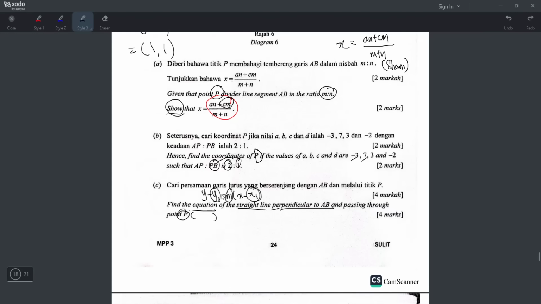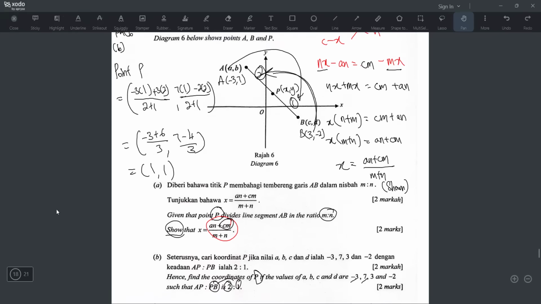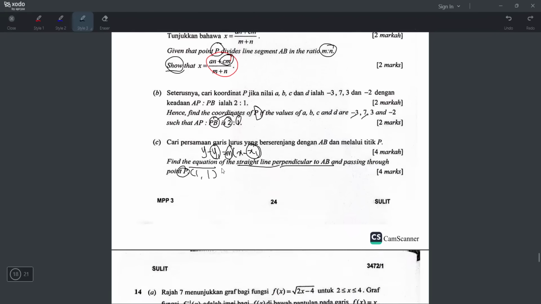So later, the x1, y1 must use point P because they say passing through point P. So what's point P? 1, 1. So later, the x1, y1 already know what to put. It will be 1, 1 here, 1 here. But the gradient, the other. So how do we find gradient?